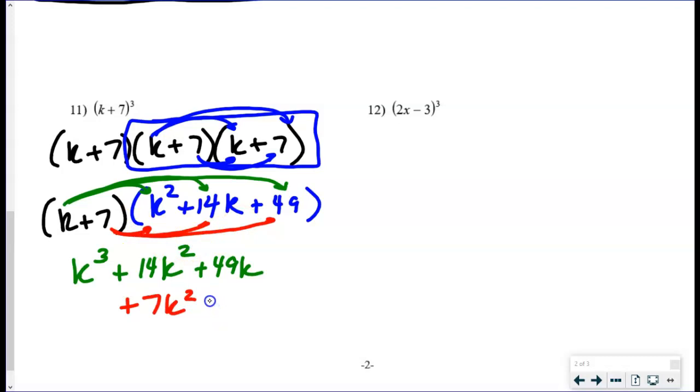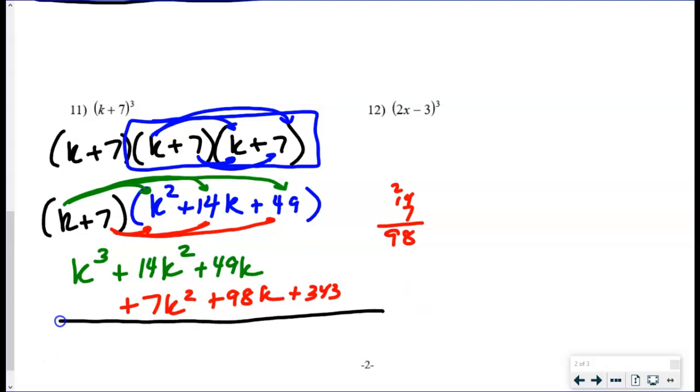plus 14, nope, I gotta multiply that. Oh boy, let's see, 7 off to the side here. I don't have a calculator. 98, yeah. Cool. Alright, so plus 98k. And then 49 times 7 would be, I always forget if that's 343 or 243. Well, let's see, 50 times 7, so 343. Okay. I guess I don't need to mentally do that. There we go. So now you're going to add everything up.